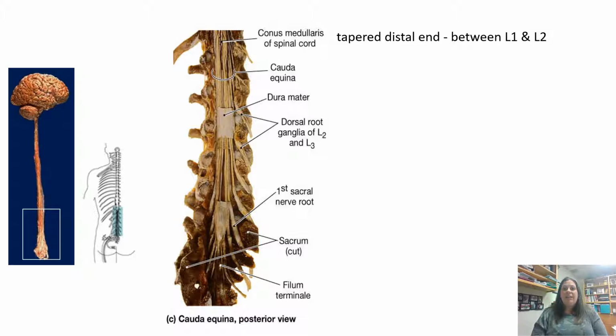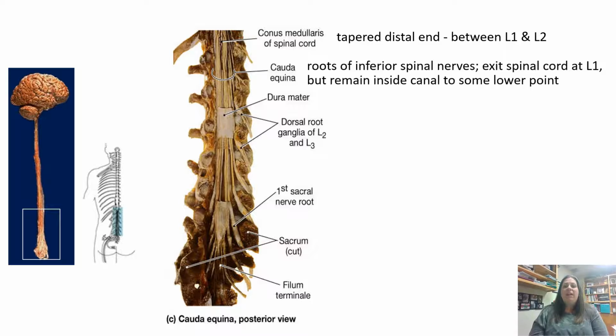So if you'll recall here, we have the tapered distal end that's going to take place between the L1 and L2 when we look at those particular vertebrae. This is called the conus medullaris. We then see the roots of the inferior spinal nerves are going to continue down the spinal column. They're going to exit the spinal cord at L1 but remain inside the canal until they get to that lower point and they exit out to their area. This is going to be known as the cauda equina, and it does look like a horse's tail because it's just a bunch of nerves coming through here.